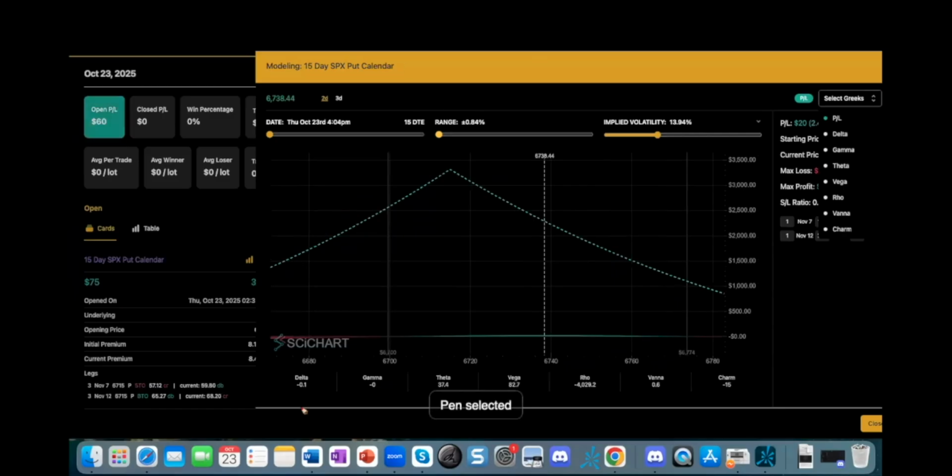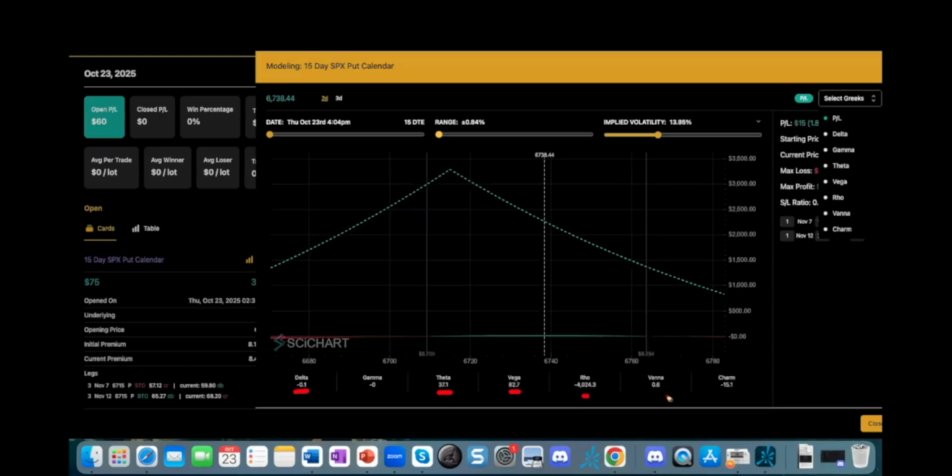If you look here, here's your beginning Greeks. I'm pretty close to neutral, positive theta on a calendar, long vega. This is rho, interest rate stuff. And then Vanna, and Charm. But the main ones I look at are delta. Delta and gamma refer to price risk, theta, and then volatility risk.